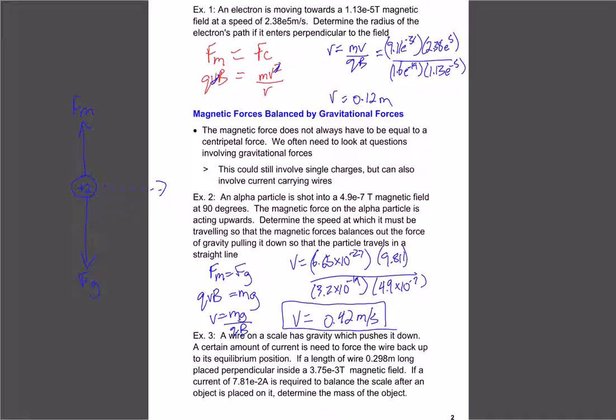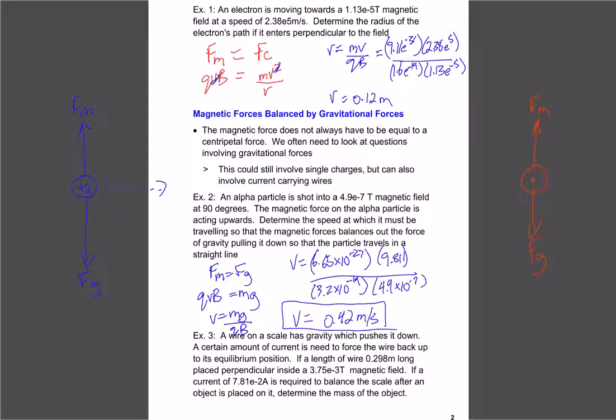Example 3 on the bottom here is pretty much the same thing, except it says we have a wire. So now we have some sort of wire, and it says the current is going through the wire. Let me just draw it sort of as an in and out sort of thing. So we've got current going into the wire, and it says that current is pushing the wire upwards. So we've got a magnetic force pushing it up, and we've got gravity once again pulling it down. So it works out pretty much the exact same thing.